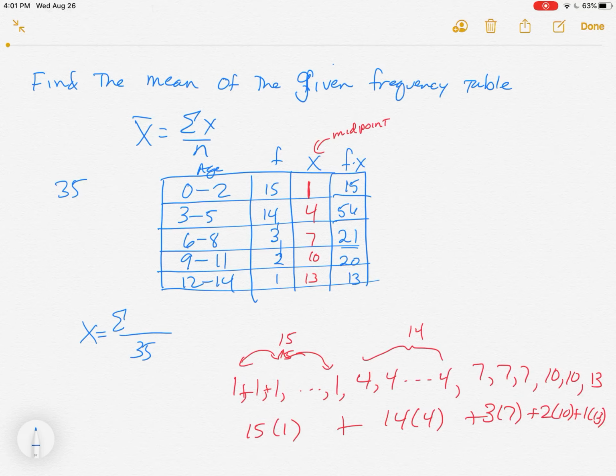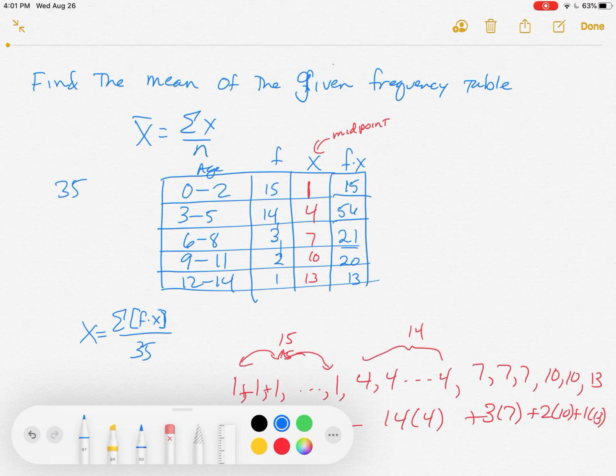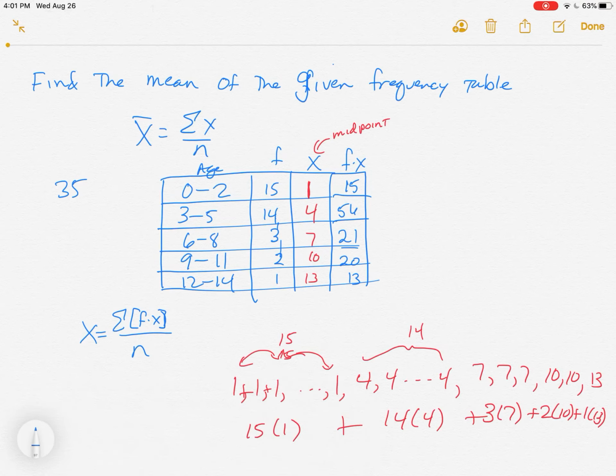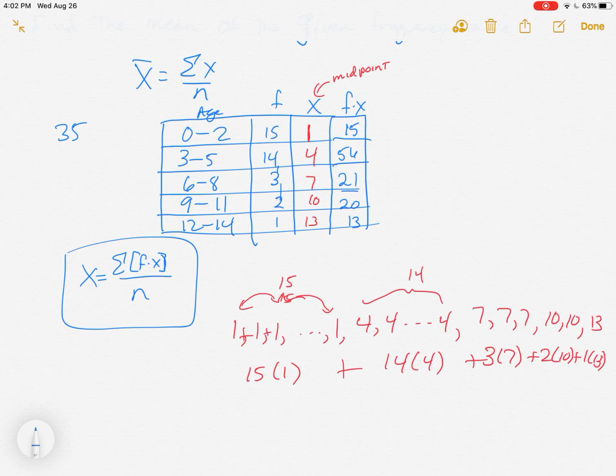So what do I have to do in order to get my result? I have to add up all of the f times x's and divide that by the sample size. So the formula is f times x divided by n. That's the formula that you're going to use. You're welcome to write that down and bring it with you the day of the exam because it's that nice. So what's x bar? It is the sum of the f times x's. It's the 15 plus the 56 plus the 21 plus the 20 plus the 13 for 125. Right? That's what this column totals, that very last one.